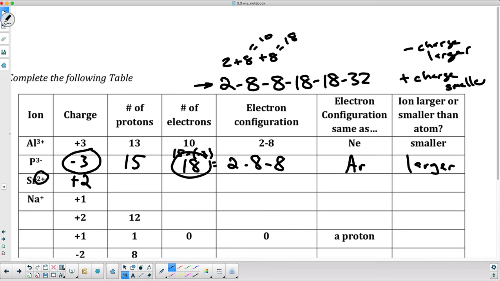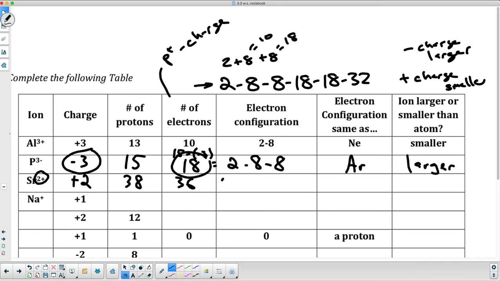Okay, so for strontium, I got a +2. What is strontium? Strontium is number 38, so I put 38 here. The number of electrons is 38 minus a +2, which is 36. Remember that for the number of electrons, we're taking the number of protons minus the charge. Okay, that's how we get that.